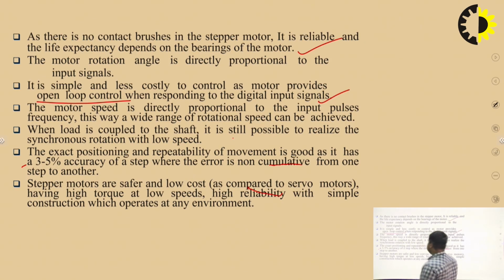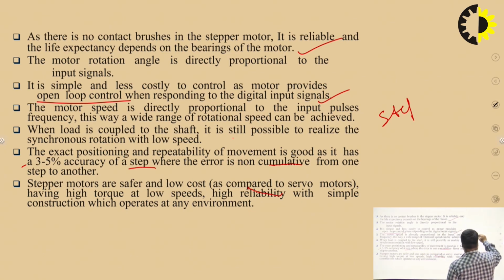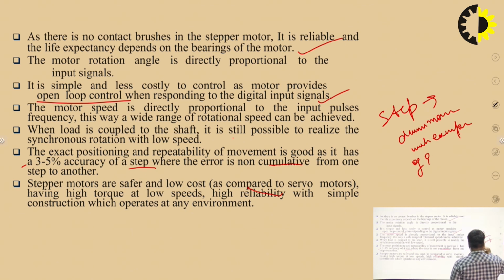The exact positioning and repeatability of movement is good, as it has 3 to 5% of accuracy of a step. A step is a discrete movement with excitation of input pulse, where the error is non-cumulative from one step to another. So if we see the accuracy point of view, it is good.